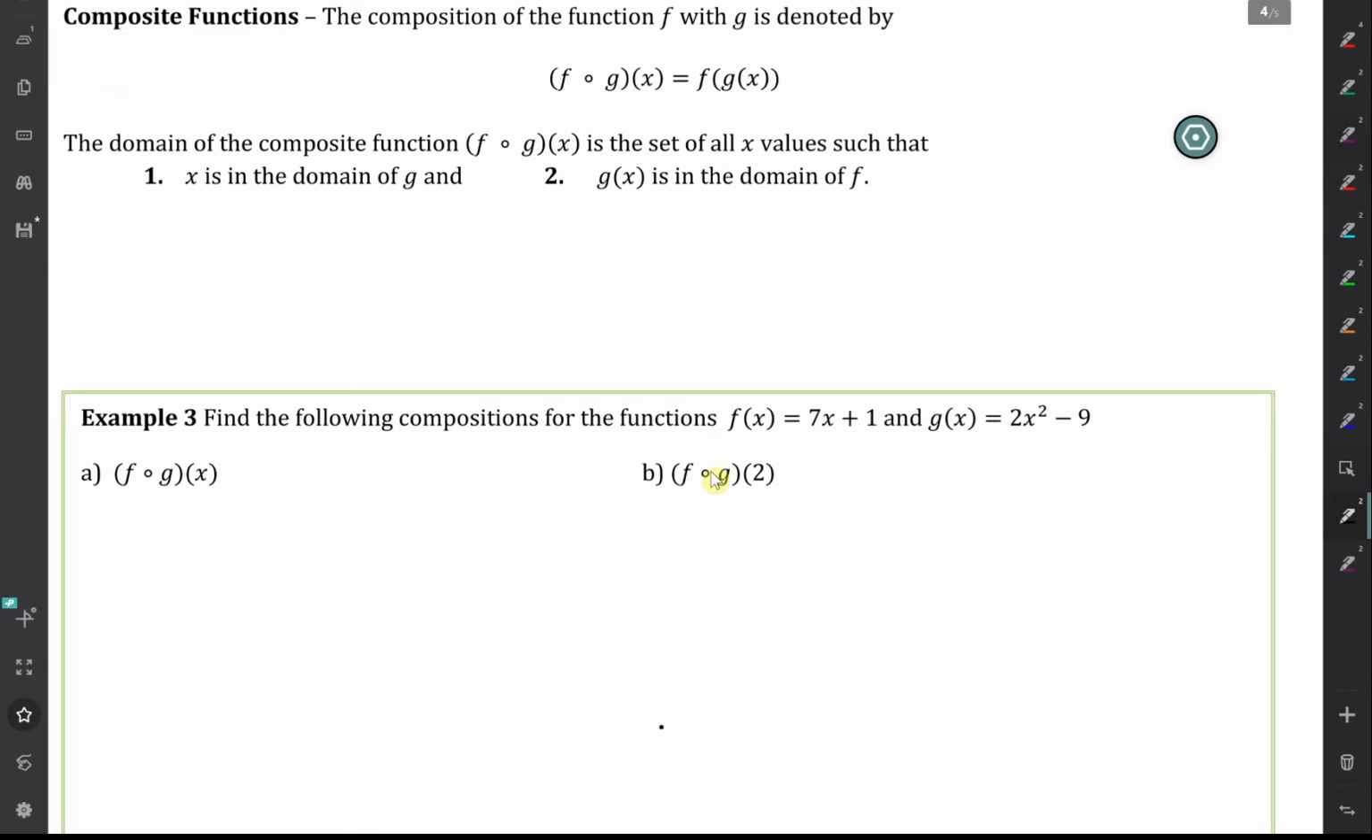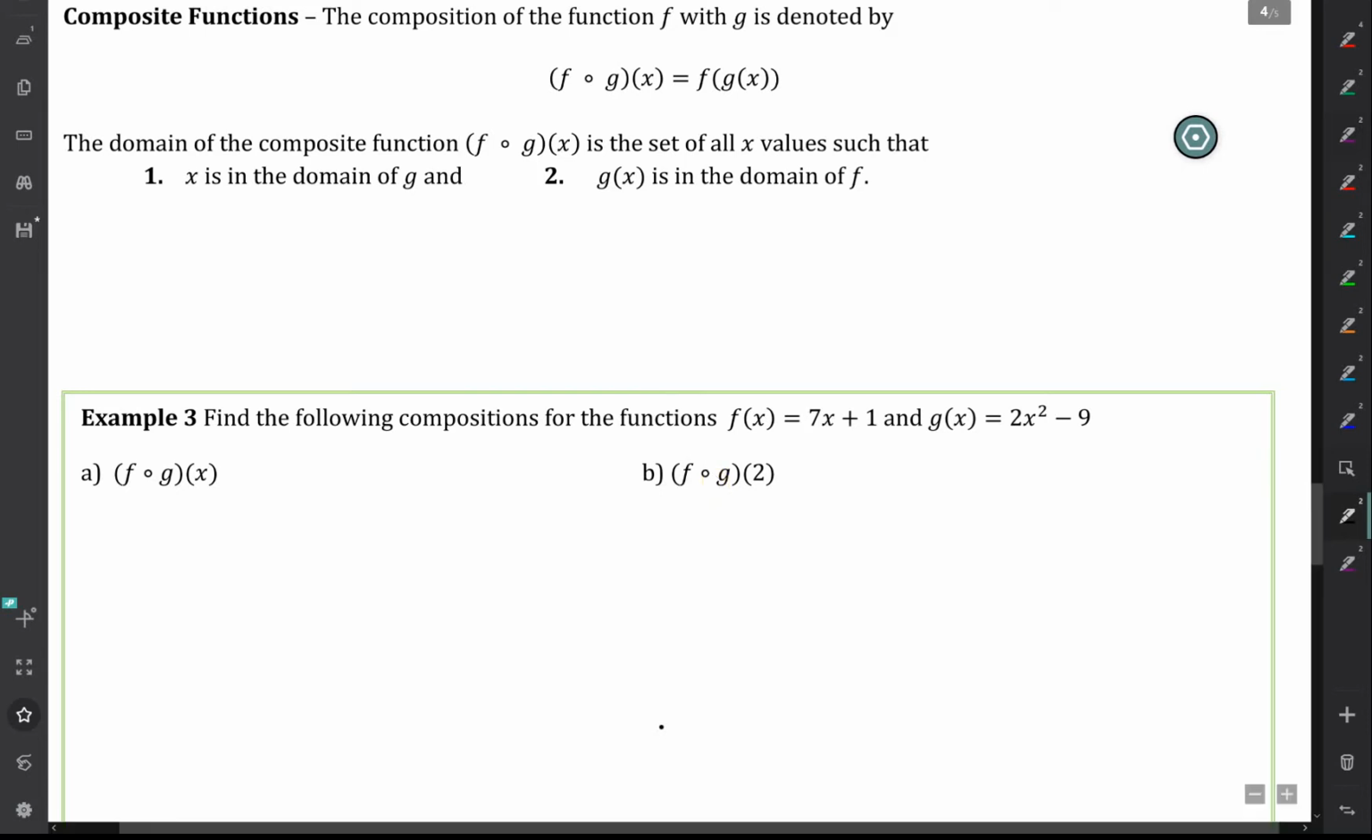Alright, in the last video we saw how to add, subtract, divide, and multiply functions. Now we're going to see how to combine them in a different way called composition. This is where you take one function and you feed it to another function. The composition of the function f with g is denoted f of g of x, and that little o is read "of g".